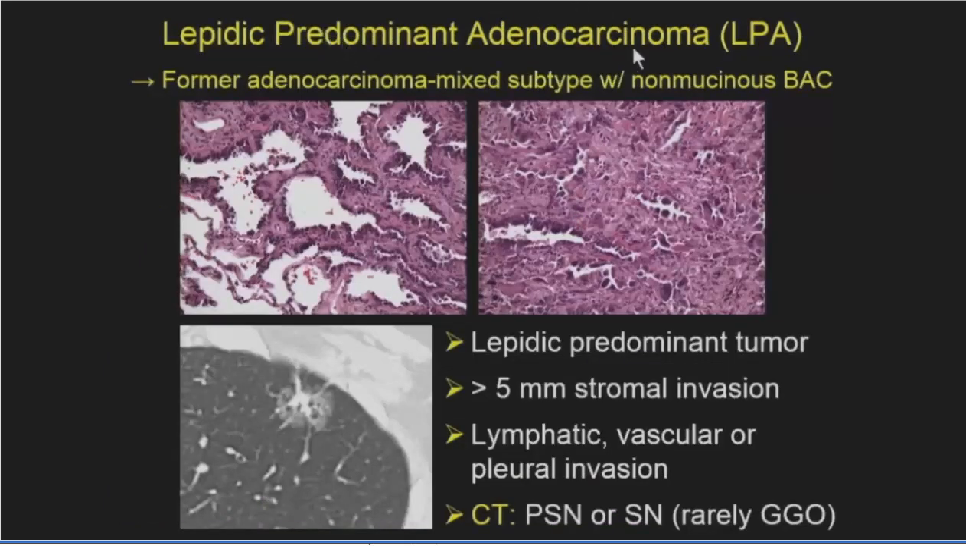Lipidic predominant adenocarcinoma is a type of invasive adenocarcinoma where we again see predominant lipidic growth, but now we have an area of stromal invasion measuring more than 5 millimeters. And now we might see lymphatic, vascular, or pleural invasion, so not such a good prognosis. Again, on CT, we see a part solid nodule with the ground glass corresponding to the lipidic pattern and a solid component corresponding to stromal invasion. Sometimes this lesion might present as a solid nodule as well, and rarely, in up to 7% of the cases, it might present as a pure ground glass nodule, in that case mimicking adenocarcinoma in situ. So we have to be careful. There is overlap between the CT presentation of these lesions.